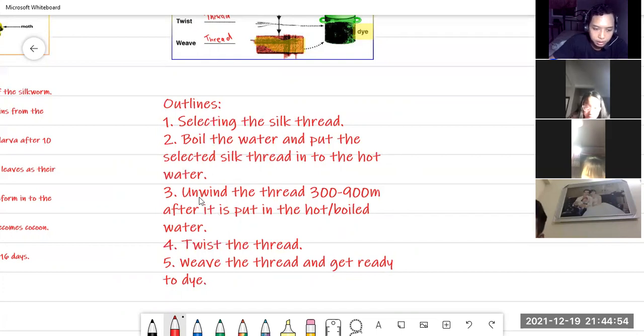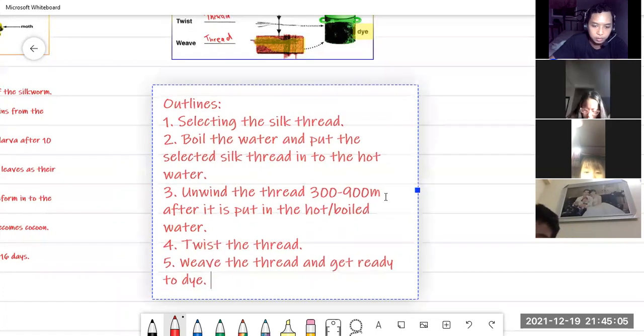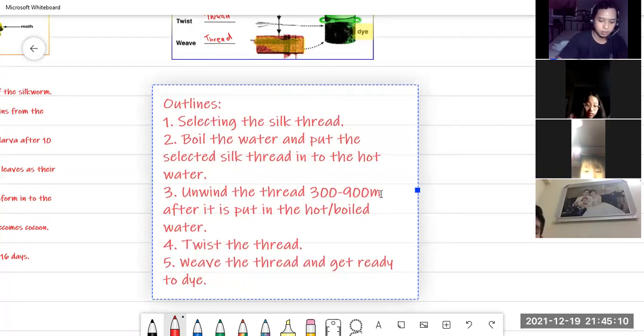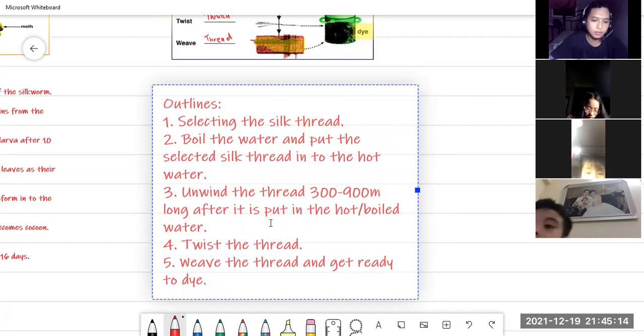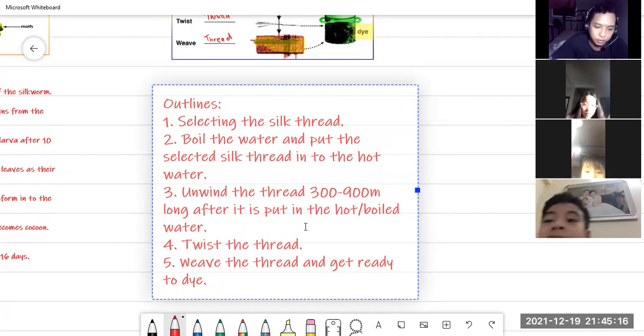Okay, Thui, can you read this? Number 3. Unwind the threads 300 to 900 meters long after it is put in the hot or boiled water. Okay, next, Sok, number 4. Twist the thread. Okay, twist the thread.